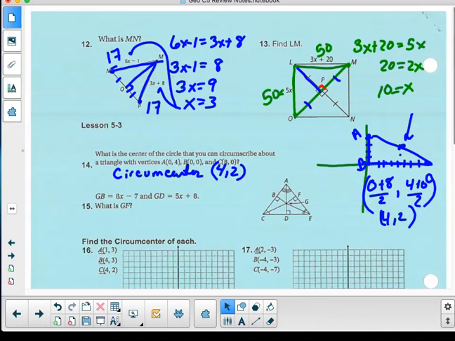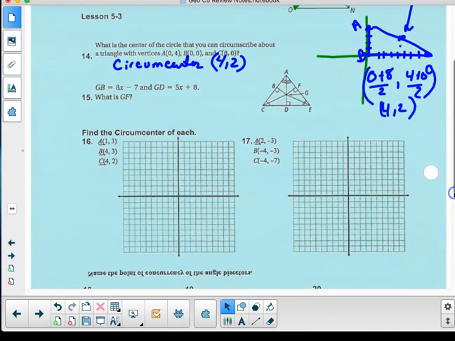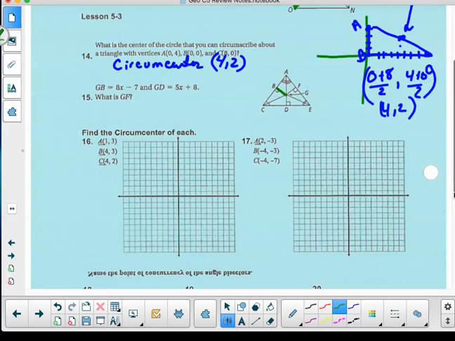Now in 15, we're looking at GB is 8x minus 7, and GD is 5x plus 8. Now, keep in mind, these are angle bisectors. Angle bisectors make the incenter. The incenter is the same distance back, perpendicular distance back to the sides, is the same. So I know that these are congruent because that's the incenter. So this is the incenter made by angle bisectors.